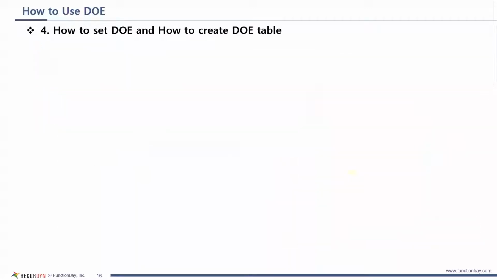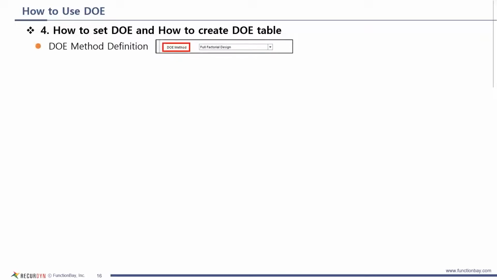Next, let me talk about how to set the DOE method and how to create a DOE table that actually defines the analysis cases. First, here's the definition of the DOE method. As shown on the right, users can select the DOE method option, and RecurDyn provides a total of 6 methods. I'll briefly explain each DOE method. The first is a full factorial design, which is a method to compute every case.